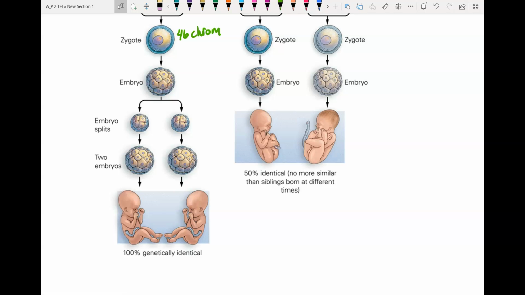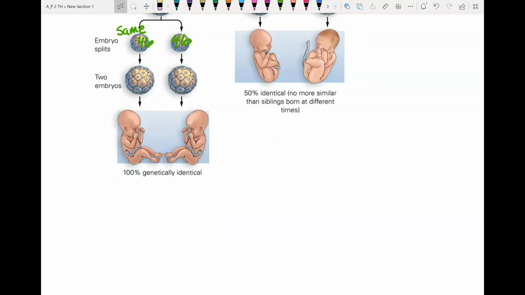Then the embryo splits. So you had 46 chromosomes here. That splits and you have the same 46 chromosomes in each of these. So you get 2 babies that are 100% genetically identical. They have the same 46 chromosomes. So these babies are going to be the same sex and they are going to look alike.